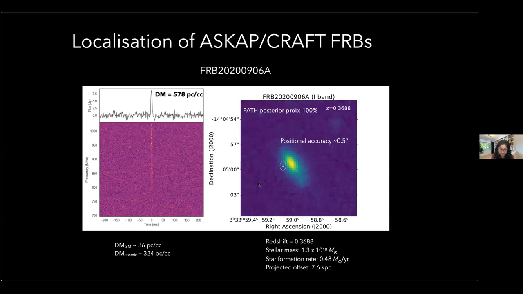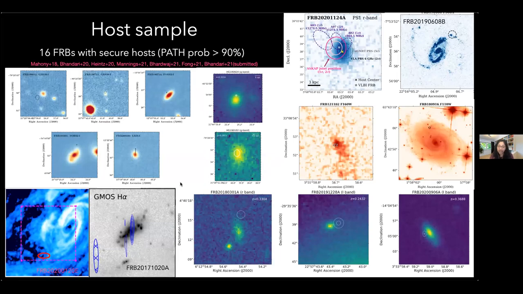The host galaxy was initially identified in Pan-STARRS, and then we followed it up with deeper observations with the VLT, and here's an I-band image of that. So no big bright stars in the way this time. The galaxy is an order of magnitude more massive than the previous ones, and the star formation rate is about half a solar mass per year.